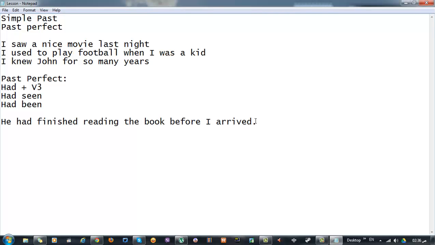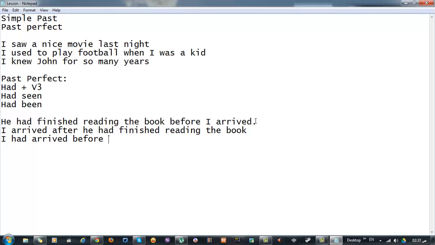Sometimes the order of the sentence can be varied. Now this changes the meaning. I arrived after he had finished reading the book. You can use after here too. You can also say, I had arrived before he finished reading the book.